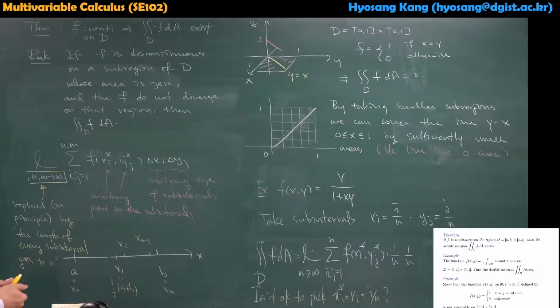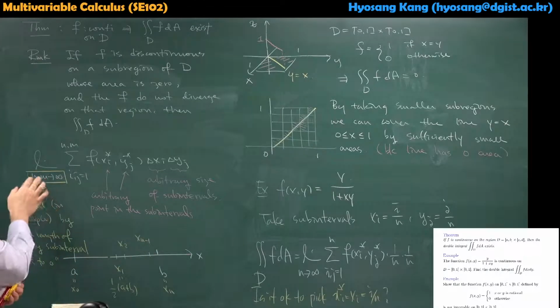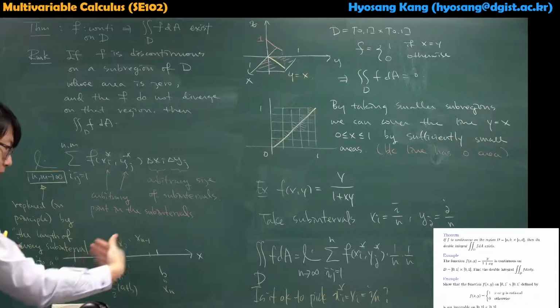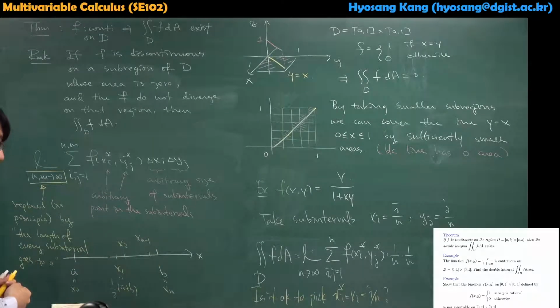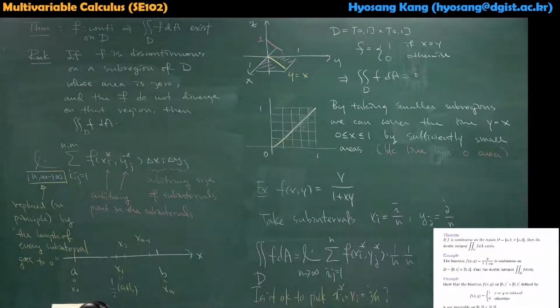But usually I take the subintervals to be equally sized. So when I take n and m going to infinity, this part is satisfied: the length of every subinterval goes to 0. But in principle, in the very general definition of the double integral, we have to replace this notation by saying the length of every subinterval goes to 0. In other words, the maximum length of the subintervals goes to 0. But that's beyond our course.